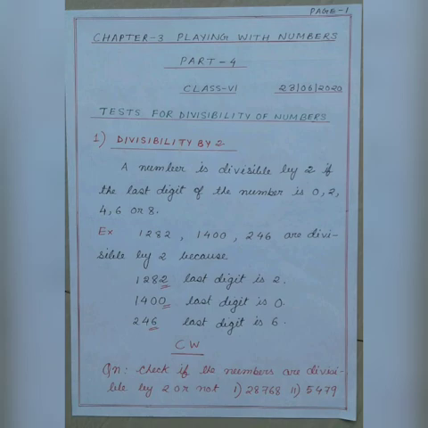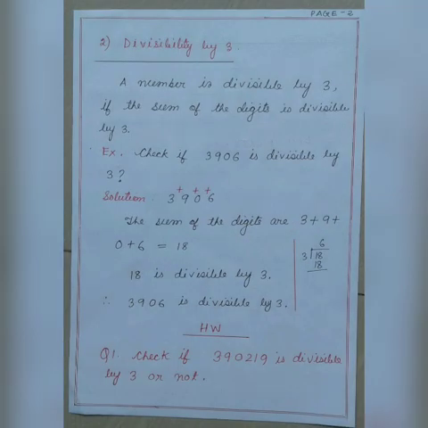So, your classwork is to check if the numbers are divisible by 2 or not. I have given two numbers, 2, 8, 7, 6, 8 and 2, 5, 4, 7, 9. You check if the numbers are divisible by 2 or not. You don't have to divide it manually. By checking the last digit only, you should be able to tell if the number is divisible by 2 or not.